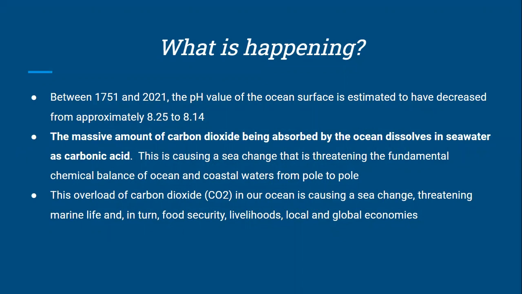So between 1751 and 2021, the pH value of ocean surface is estimated to have decreased from approximately 8.25 to 8.14. Which doesn't seem like a big difference now, but the massive amount of carbon dioxide being absorbed by the ocean is the carbonic acid. The overload of carbon dioxide in our ocean is causing a sea change, threatening marine life, and in turn, food security, livelihoods, local and global economies.